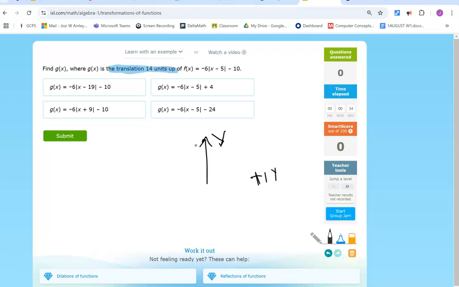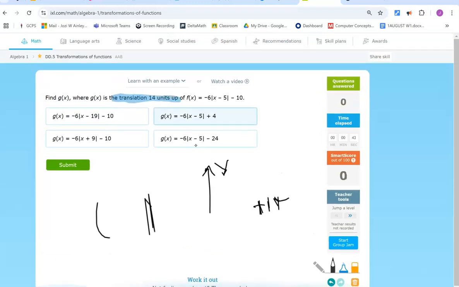And my pen is lagging a little bit, so please bear with me. Okay, so add 14 to the outside. So what is the outside? Remember, anything outside the parentheses or the parent function is what is outside. So what is the parent function here? Absolute value. So this right here is acting as a parenthesis. So we need to add 14 on the outside. So outside this is the parentheses. We're just going to add 14 to this number. So we have negative 10 plus 14.